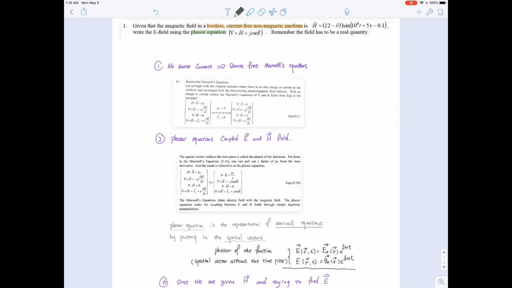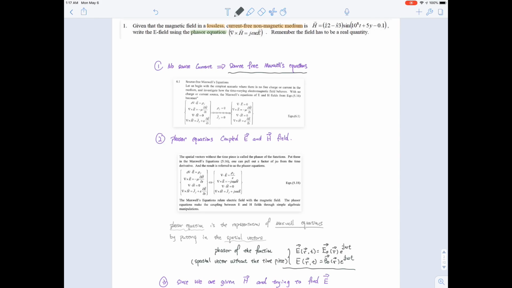This is the problem that we're doing today. We're basically given an H field, and then we're trying to find what the value of the E field is using the curl. The first thing we should pay attention to is that the problem says it's a current-free magnetic medium. We're also looking for a relationship between E and H, so we should be thinking of these source-free Maxwell equations right here. It's equation 6.1 in the book.